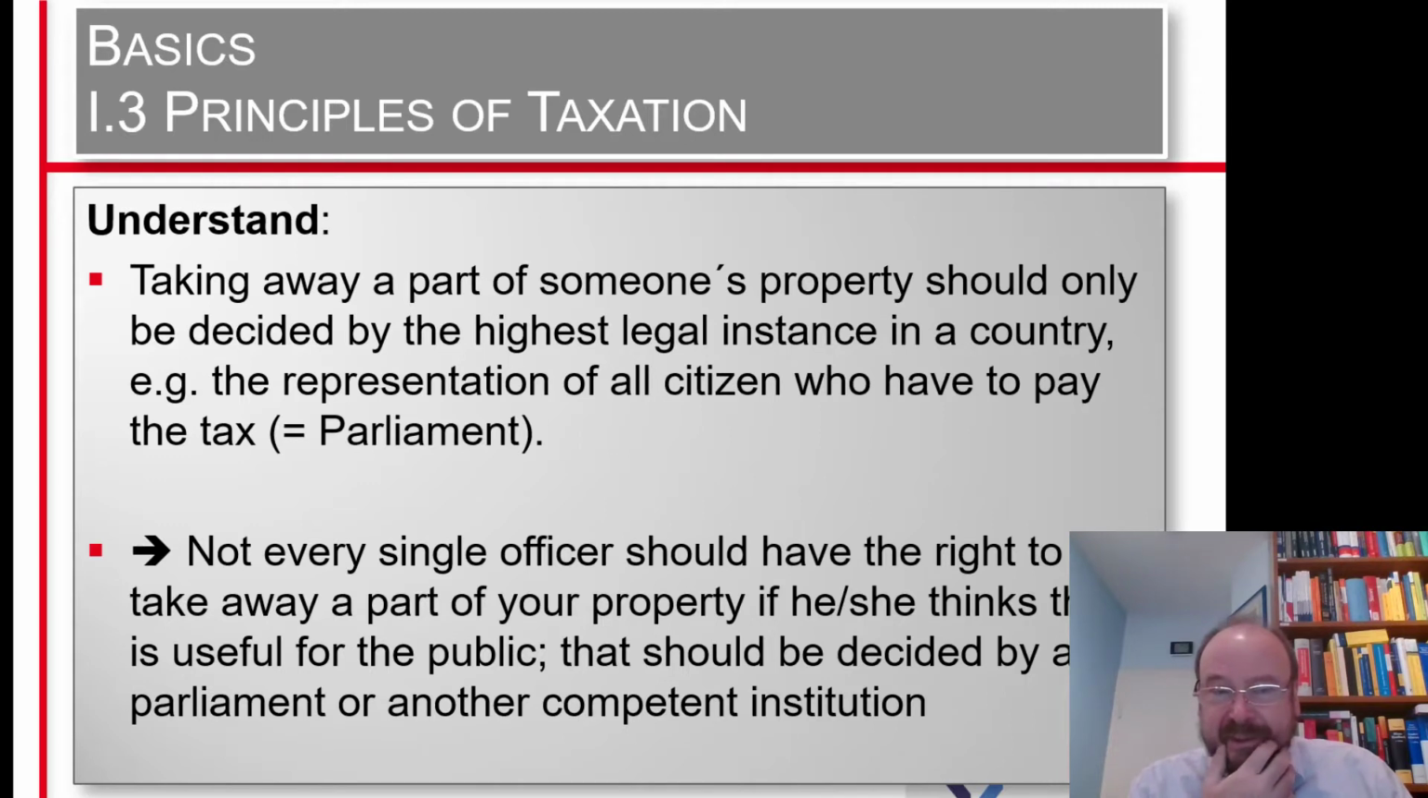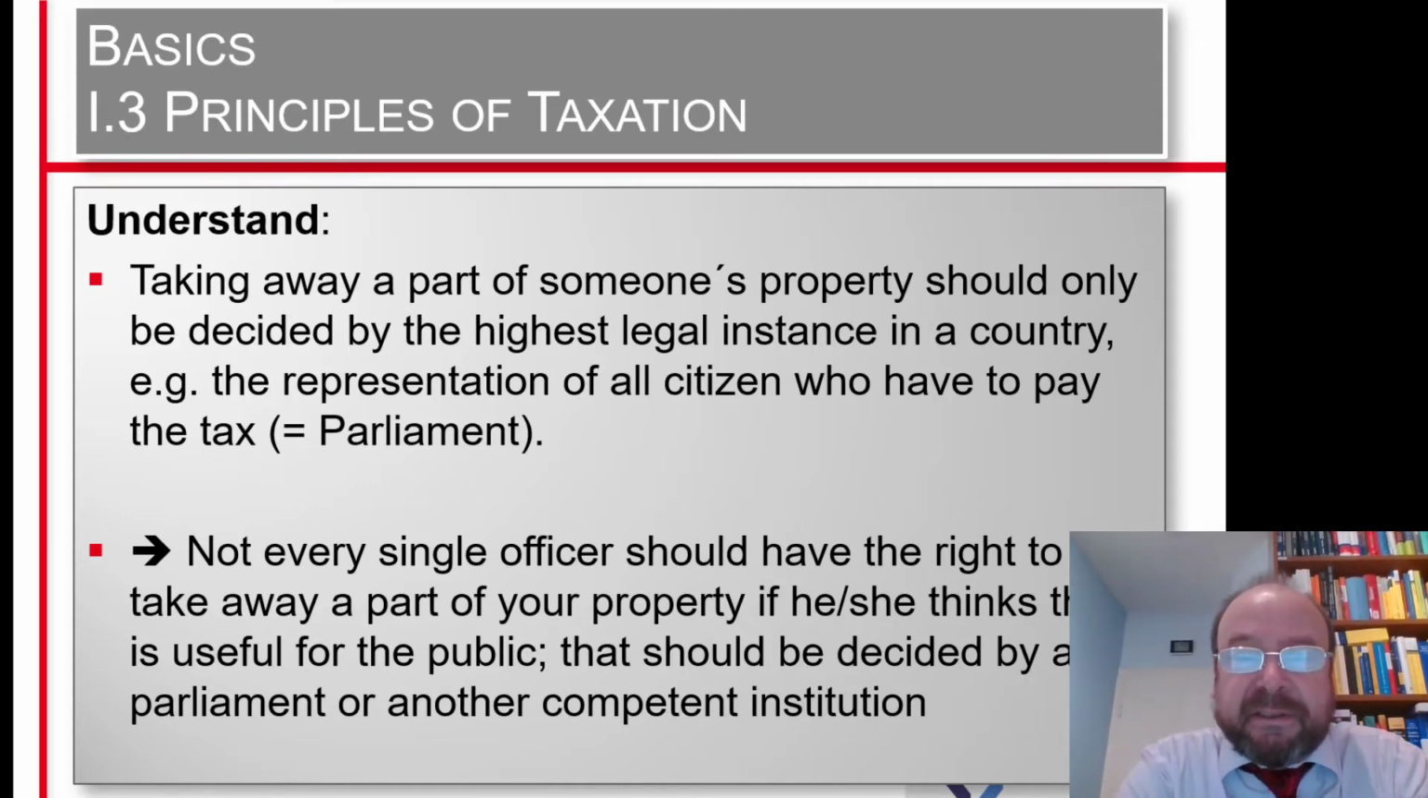If we accept this as something which is basically true, we immediately understand that usually allowing to levy a tax is by the constitution of a state usually not allowed to everyone in the population or every institution. Usually the question what can be levied as a tax is reserved to the highest legal instances, higher legal bodies in the country. For example, the representation of all citizens in parliament, or a king, the head of state, or what else.